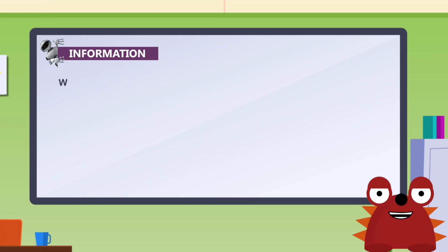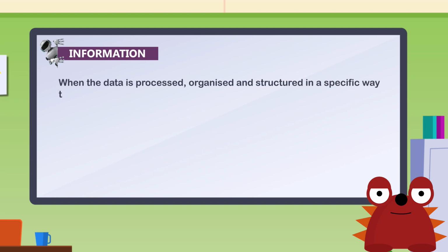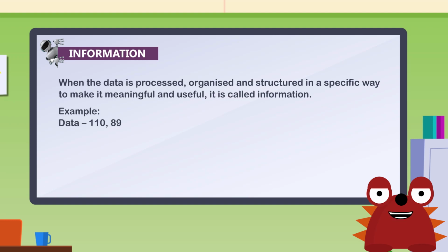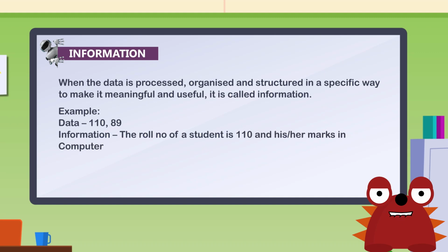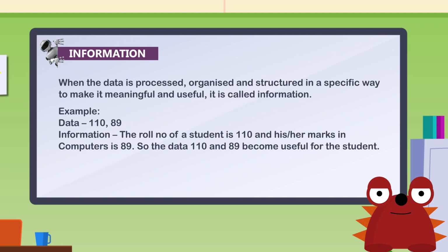So now let's look at what information is. When the data is processed, organized and structured in a specific way to make it meaningful and useful, it is called information. And its example would be, if the data is 110 and 89, then the information would be the roll number of students is 110 and his or her marks in computer is 89. So the data 110 and 89 become useful for the student.